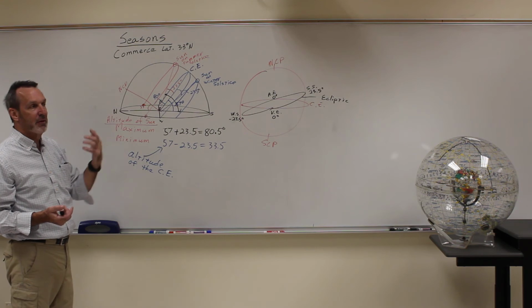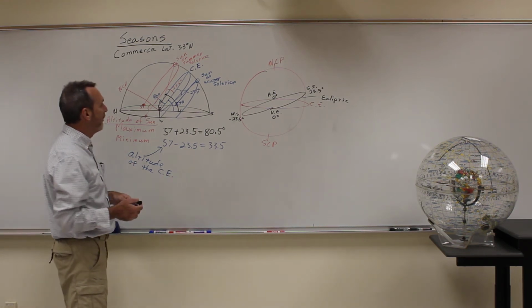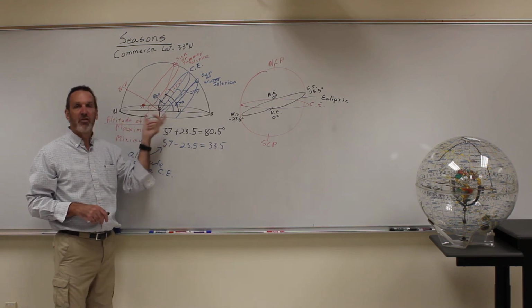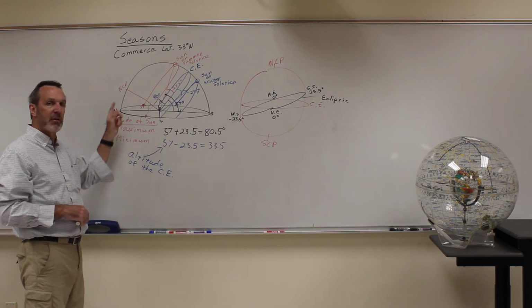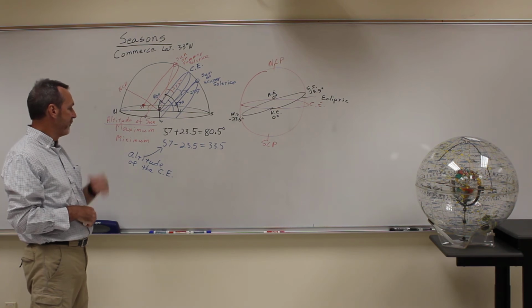Nowadays you have GPS, and it just tells you exactly what your latitude is anywhere on the earth. But before, when they had to use the sun, or they could use stars, they had to use something they knew the declination of. Once they knew the declination of it, then they could work backwards from its altitude to figure out what the latitude was.